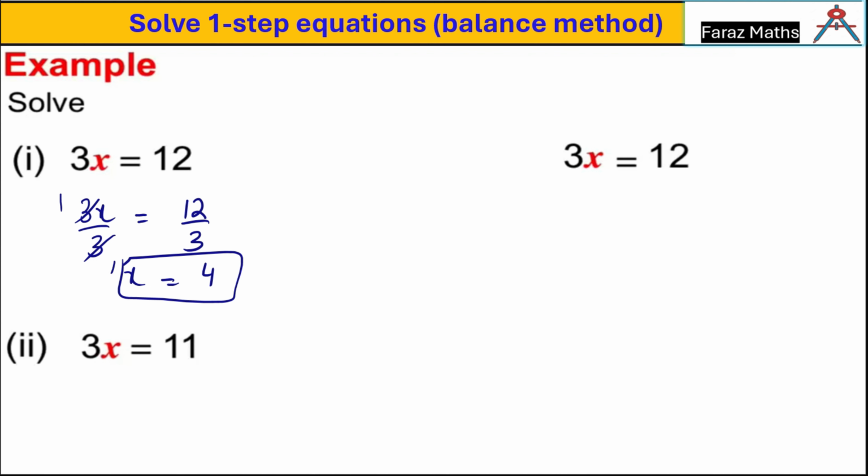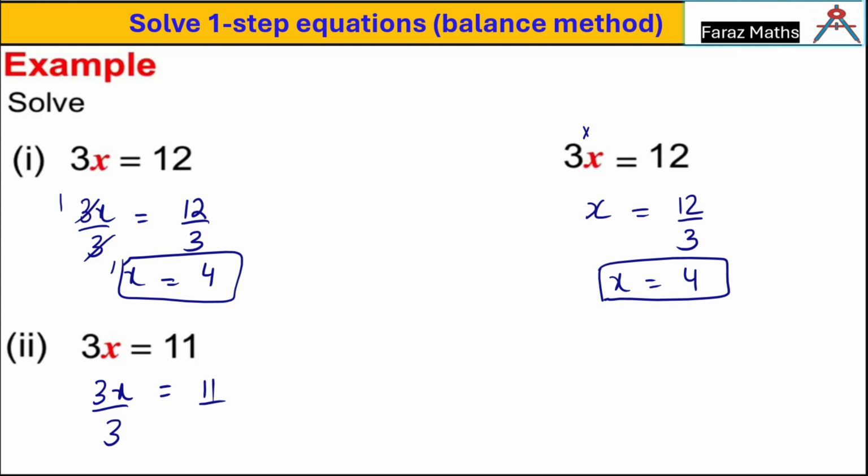Or I can simply say that 3x is equal to 12. It means that 3 is in multiplication with x. So what I have to do now is just divide by 3 on the right side. This will give me the same answer, 12 over 3 is 4, because I know that 3 is in multiplication, so it will divide. Here I can also divide by 3 on both sides. So the answer is x equals 11 over 3.